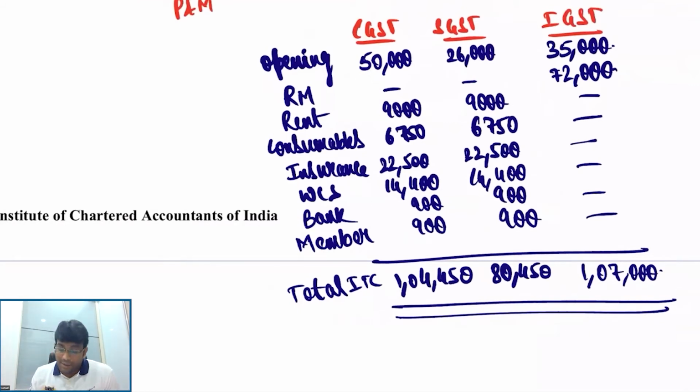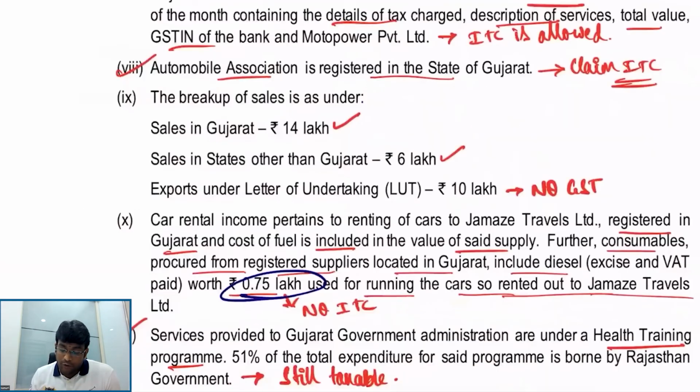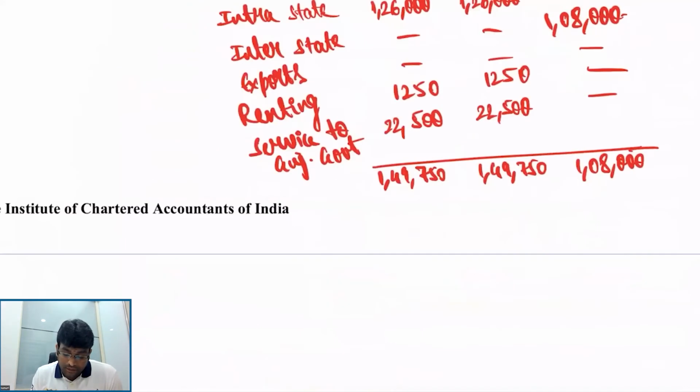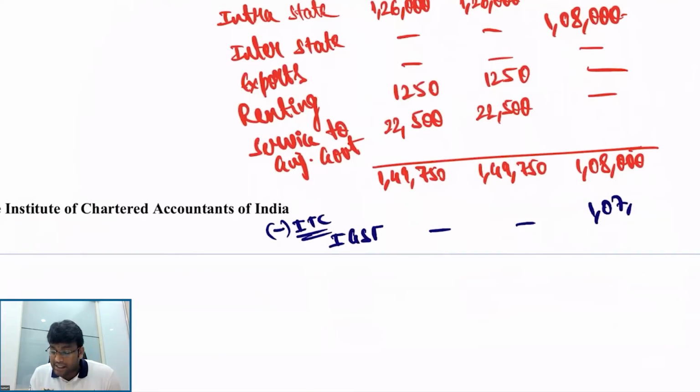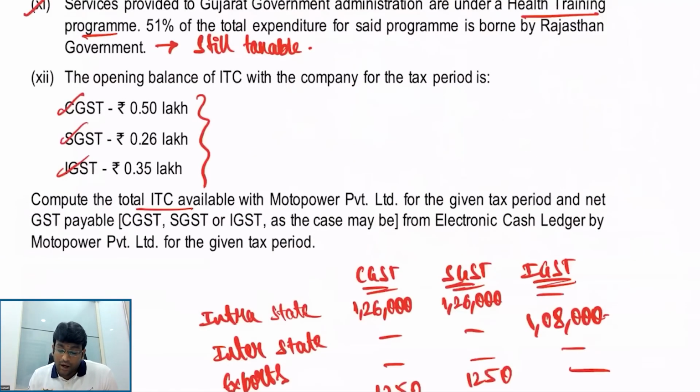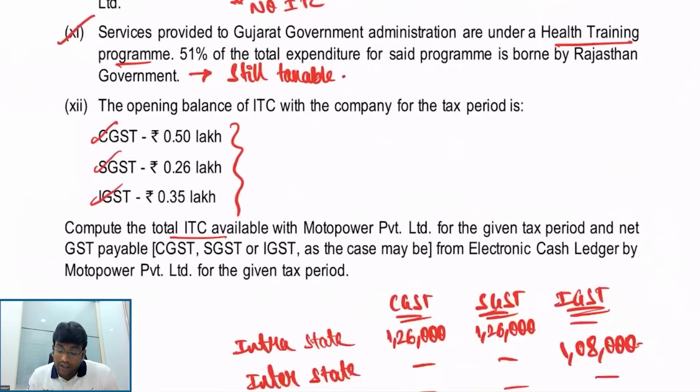All of us. Come on, let me set off now. 1,04,450. First, I have to use my IGST credit. How much is my IGST credit? 1,07,000 gone here only. How much is my CGST credit? 1,04,450. That is gone here only.